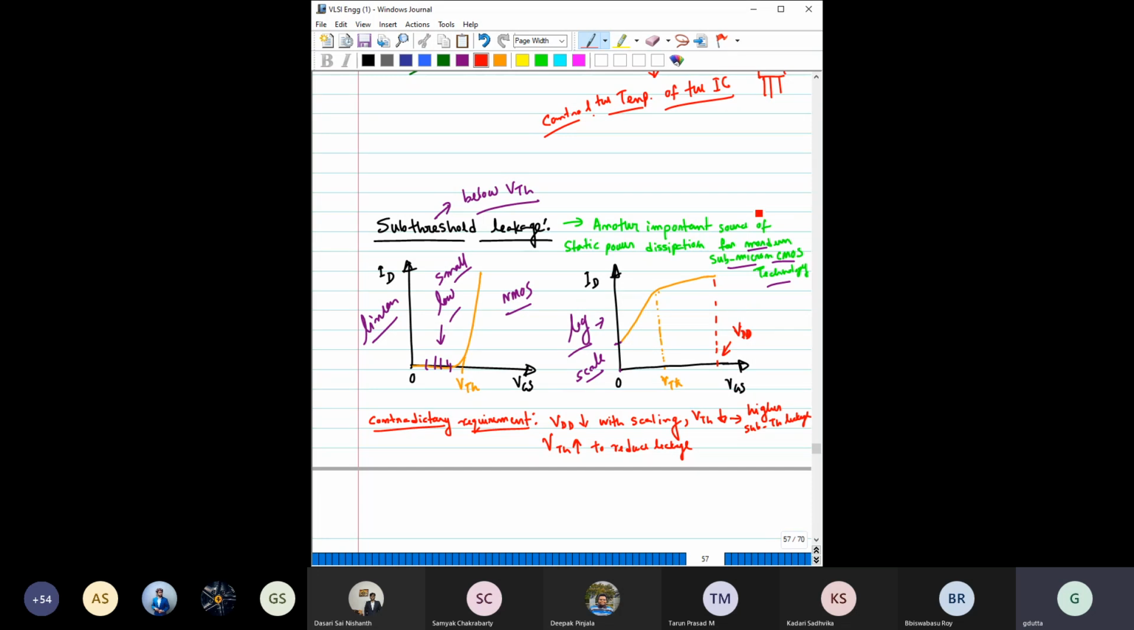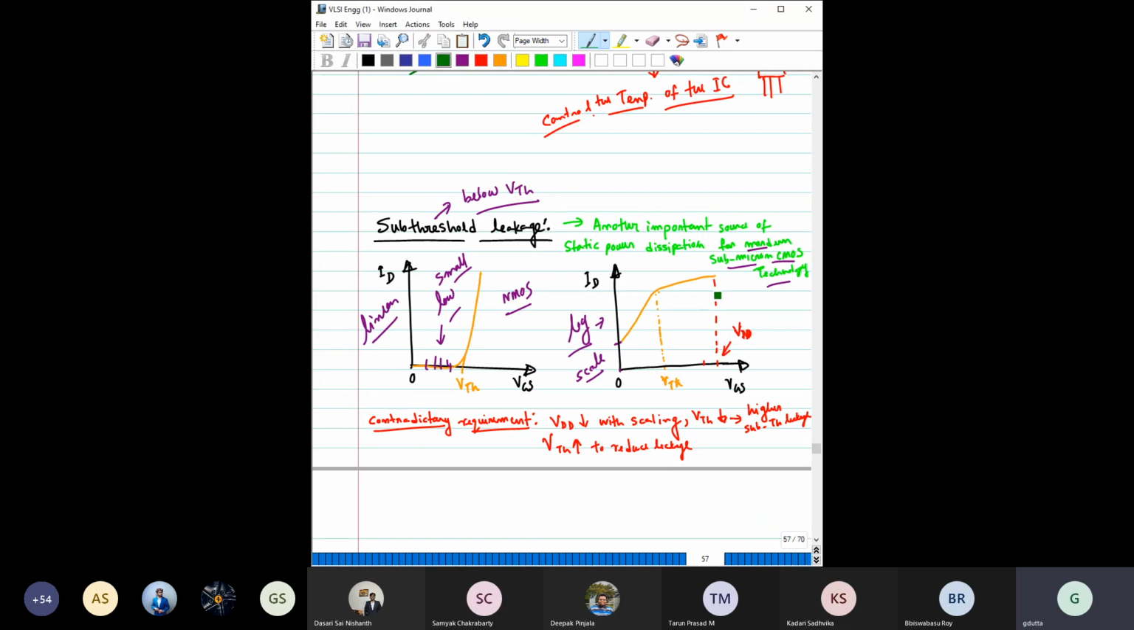Suppose earlier you were dealing with 180 nanometer technology, and now we have reduced it to 120 nanometer technology. Then what will happen? Then you also have to reduce this VDD, right? So you have also reduced VDD. Say this VDD has reduced.